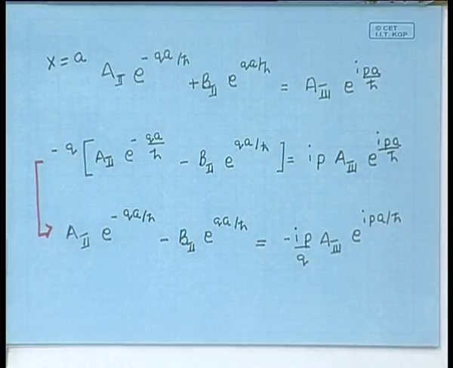In tomorrow's lecture, I will take these boundary conditions and use them to calculate the probability that the particle can tunnel through this potential barrier. That is what I am going to take up in tomorrow's lecture.